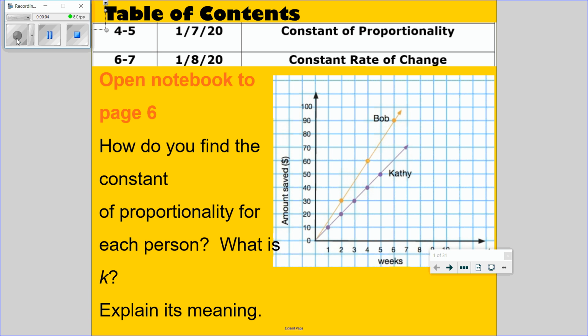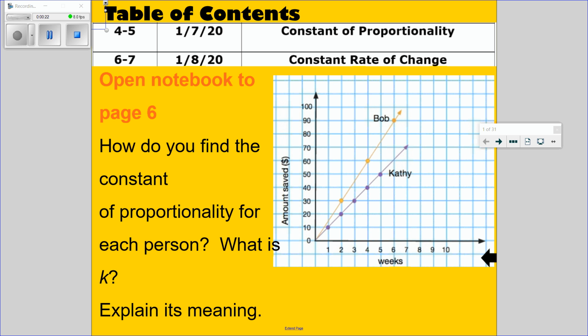Welcome. Today's lesson is the first part of constant rate of change. So this is a graph about Bob and Kathy, the amount of money saved and the number of weeks. How do you find a constant proportionality for each person? What is K? Explain its meaning.